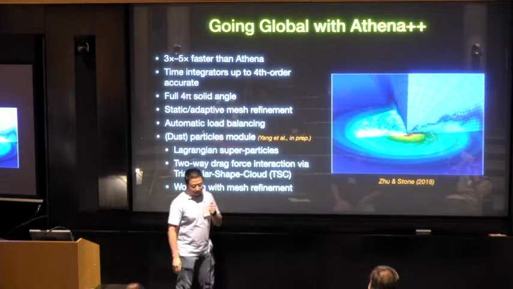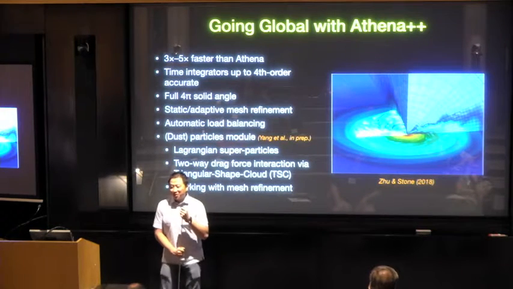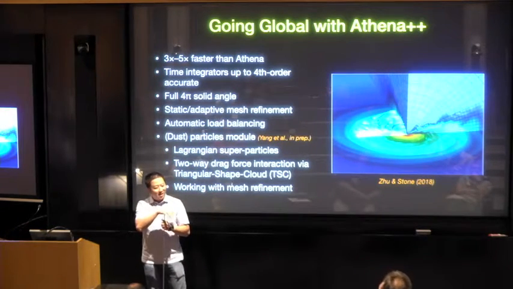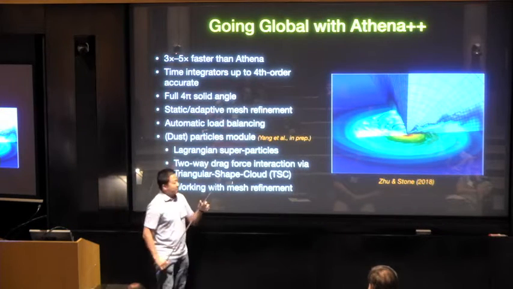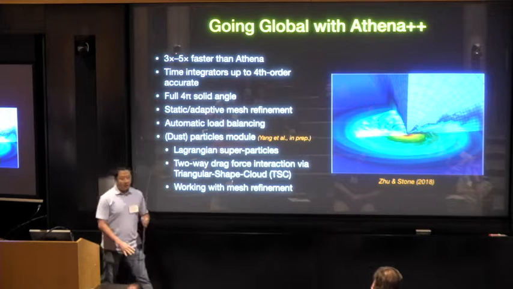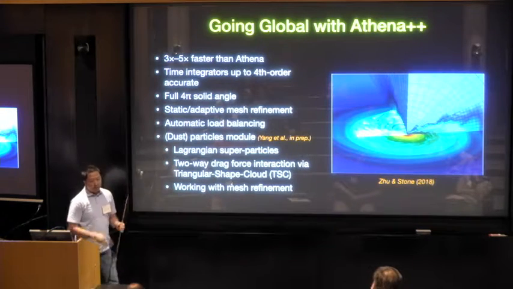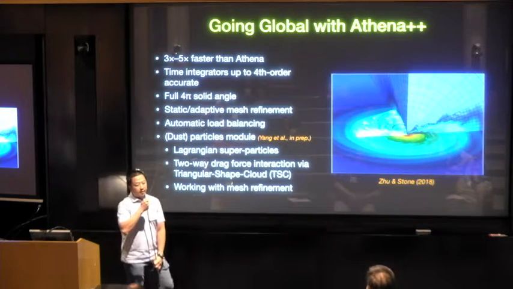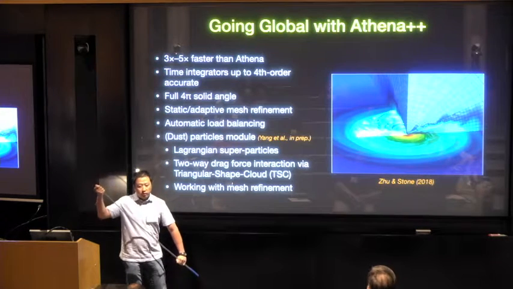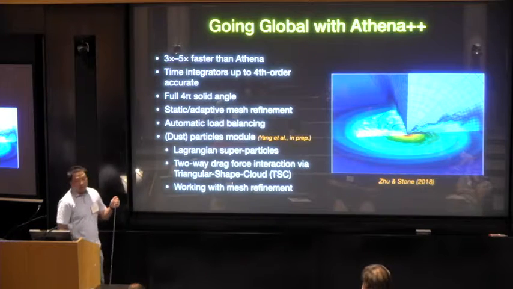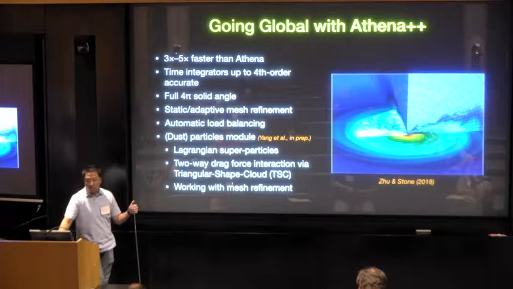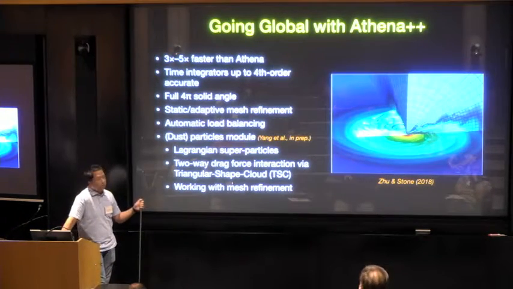Okay, but I don't think my local simulations can convince observers. So I'm moving to global now. And I'm banking on the code Athena++. And these are the reasons. It's a total rewrite from Athena. And it's now 3 to 5 times faster than the old Athena. And for the time integrators, you have many choices now. It can be up to fourth order accurate.